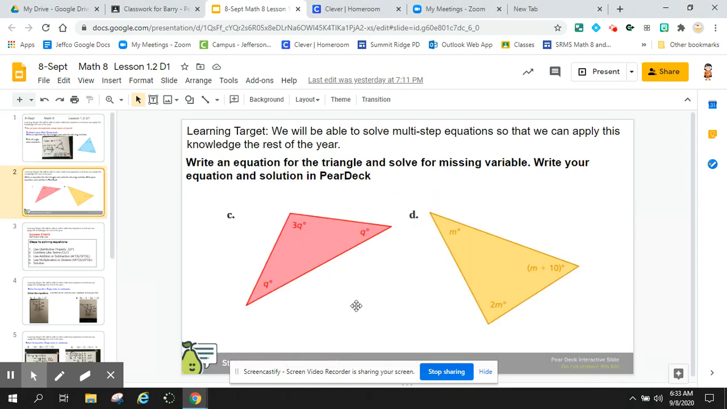What I want you guys to do here is, in your comp book, copy these two triangles and do the exact same thing. Use slide 1 as your reference.